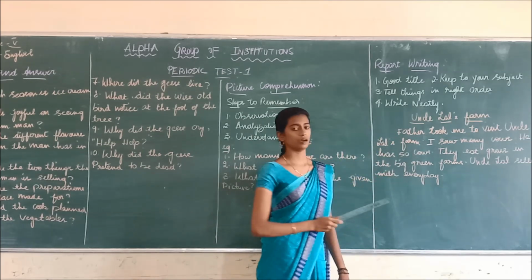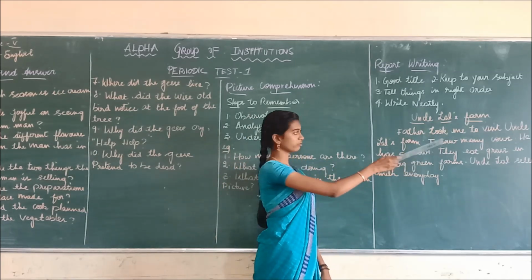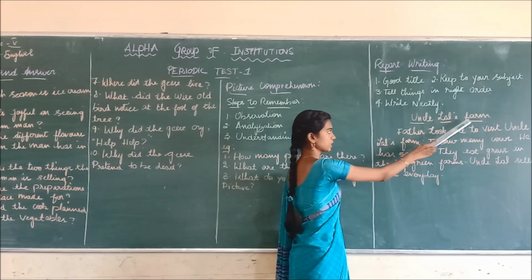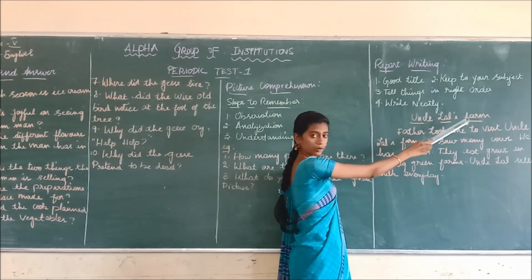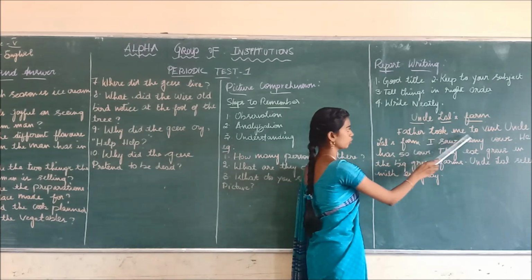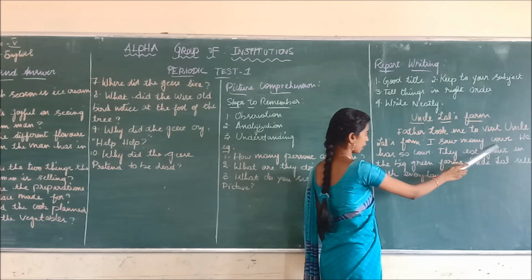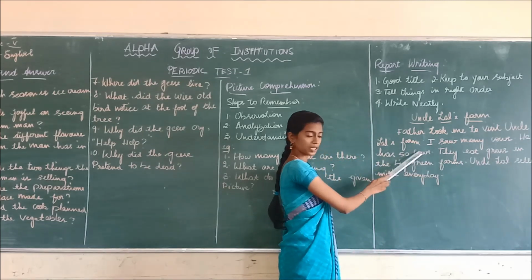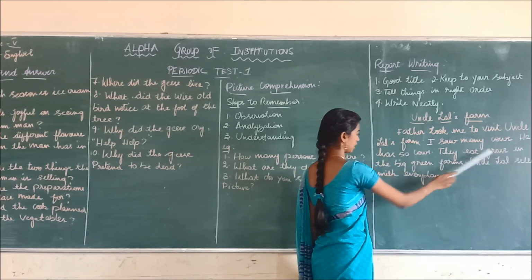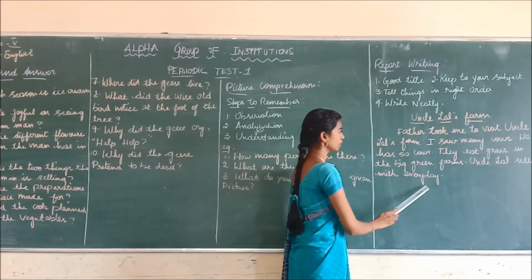They have asked to write a report about Uncle Lol's farm. So I have given a title, Uncle Lol's farm. I have given a good title, okay? Next, see the report. Father took me to visit Uncle Lol's farm. I saw many cows. He has 50 cows. They eat grass in the big green farms. Uncle Lol sells milk every day.